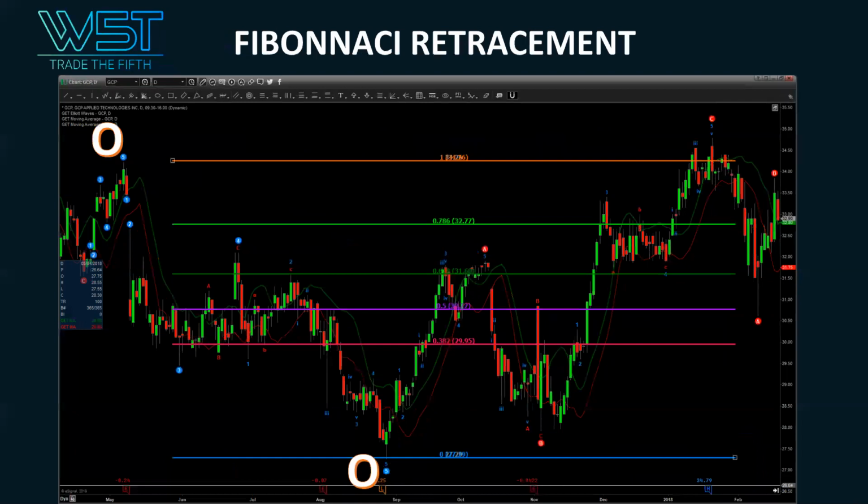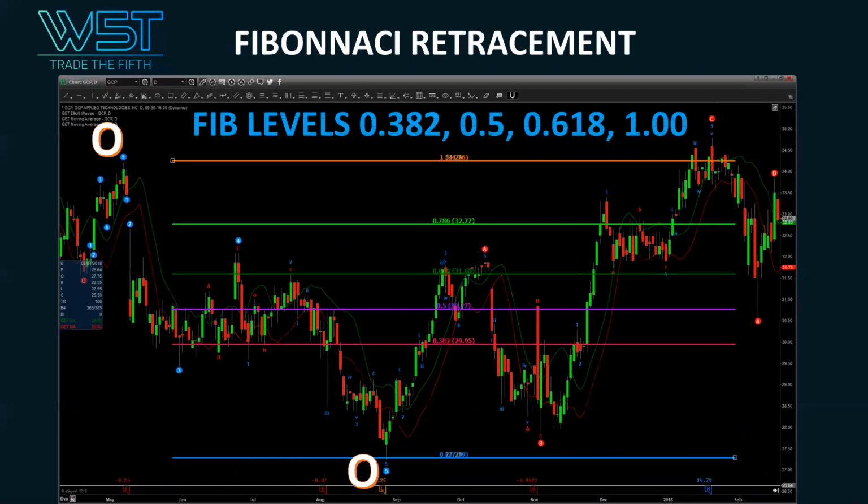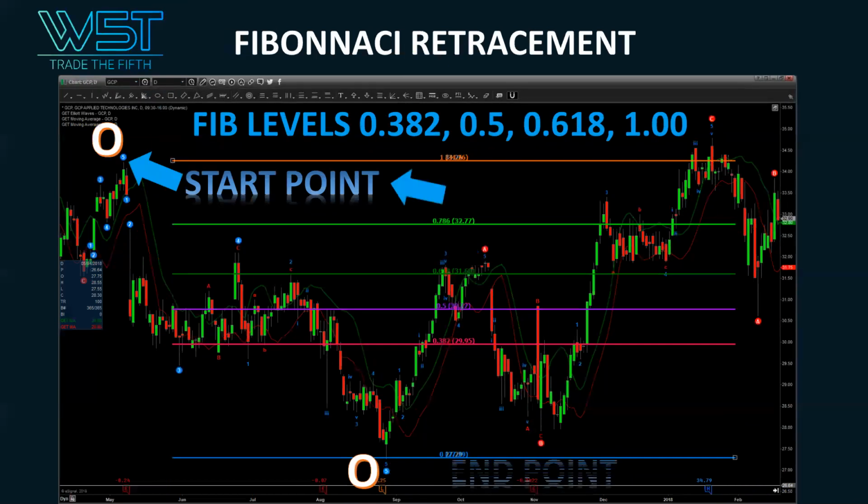Okay, so now the fib retracement. This is a retracement of the previous trend. So we're going to use fib levels 0.382, 0.5, 0.618, and then 1, because we're going to retrace the whole of the previous trend. So our start point is the start of that previous trend. Our end point is the end of that trend. And then we've basically demarked the 0.382, the 0.5, the 0.618, and the whole 1. So we've done 1 fib extension and 1 retracement.